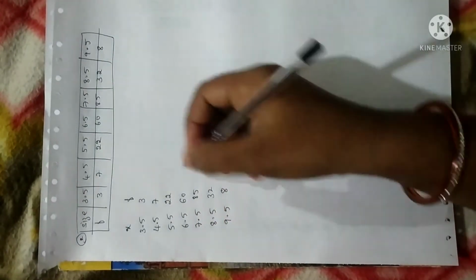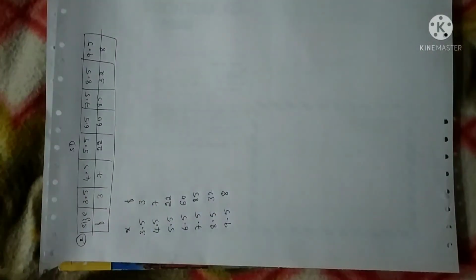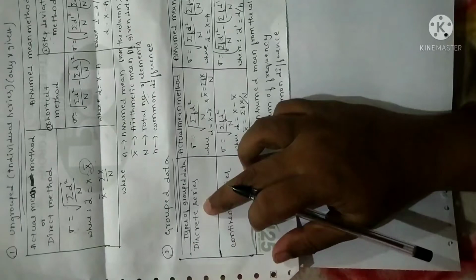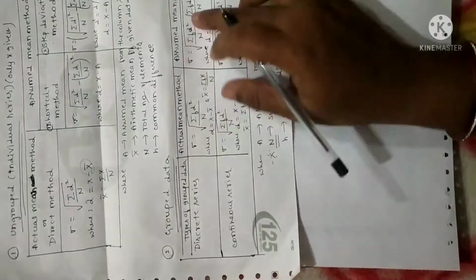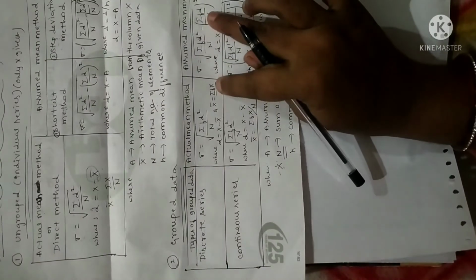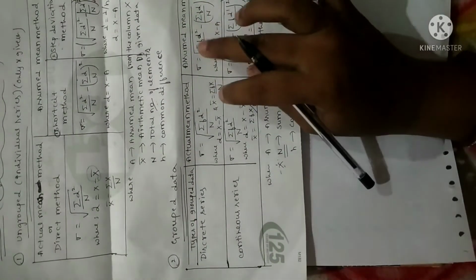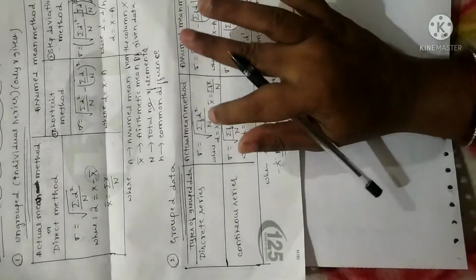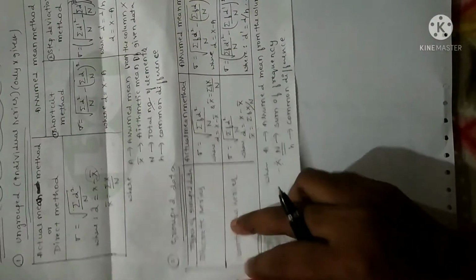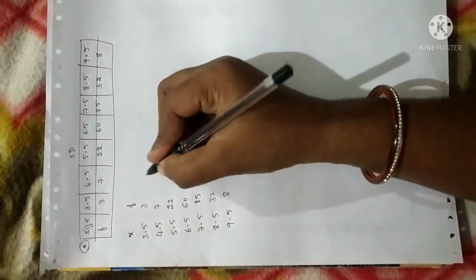And as I already told you, we have to find the standard deviation. Moreover, it is a discrete series. To find the standard deviation of a discrete series, we have two methods: actual mean method and assumed mean method. You can use any of the formulas, and you will get the same answer. But anyhow, let me use the assumed mean method. I'll do one problem in both methods.